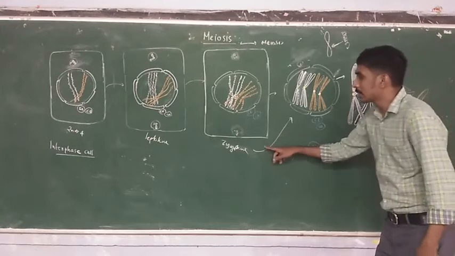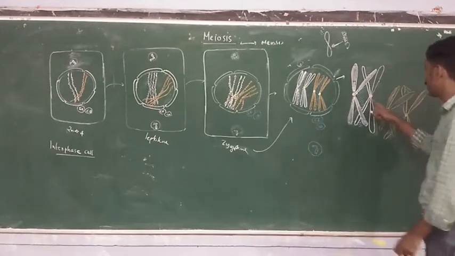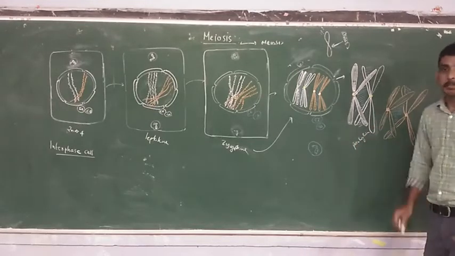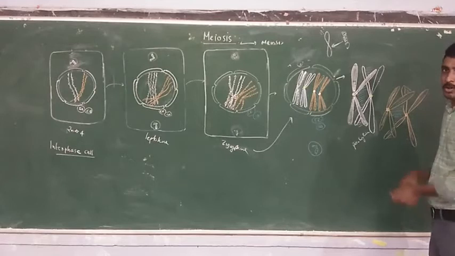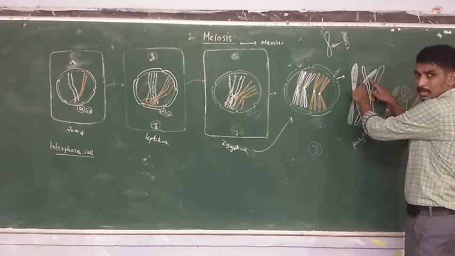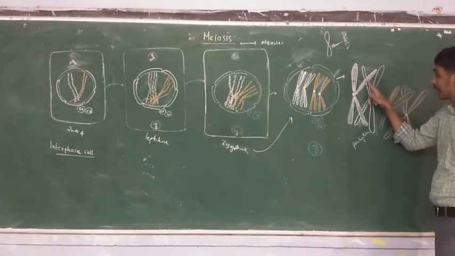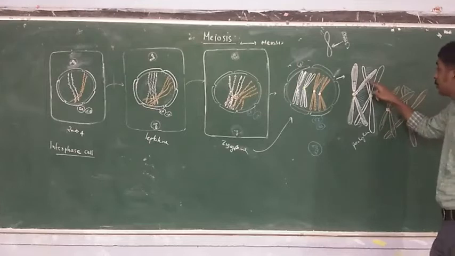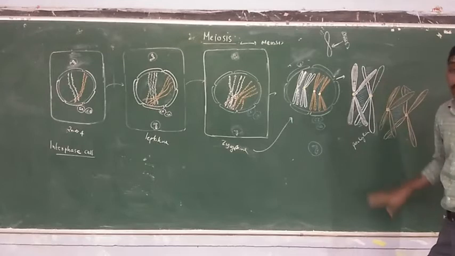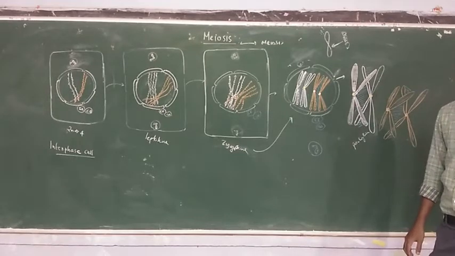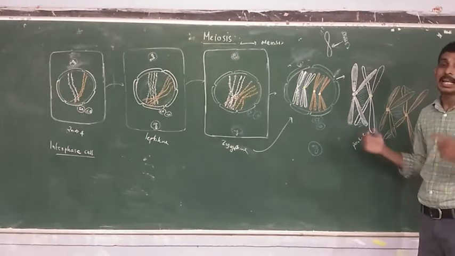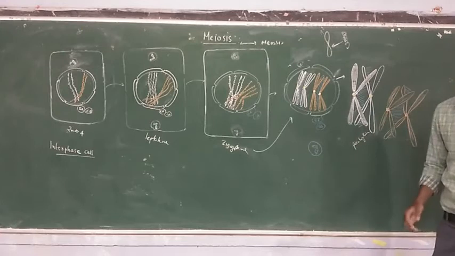And when we move into the third stage, the pachytene stage, which I called the packaging stage, what happens is exchanging of chromosomal segments between the non-sister chromatids of homologous chromosomes. That process is called crossing over or recombination. This process occurs with the help of an enzyme called recombinase.